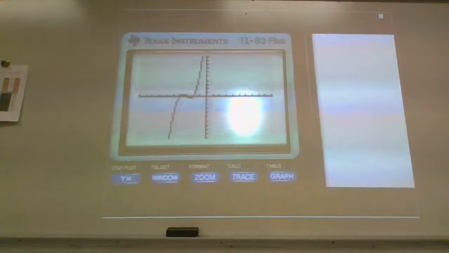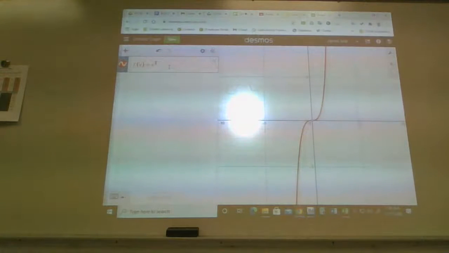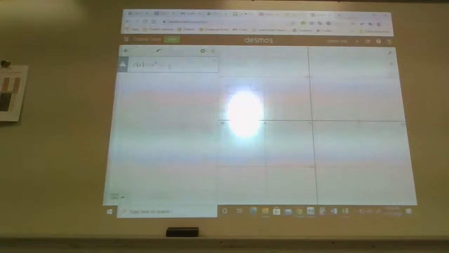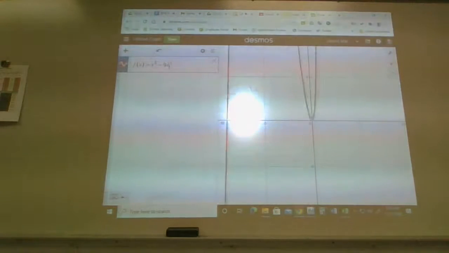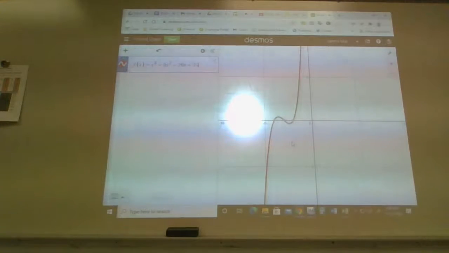Now, you have graphing calculators, of course. But Desmos is much easier to kind of deal with as time goes on. Let's take a look at this thing. So this plus 9x squared plus 26x plus 24. There's that thing right there on Desmos.